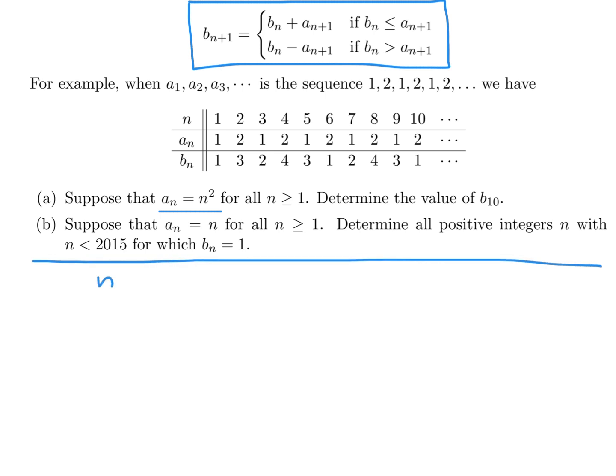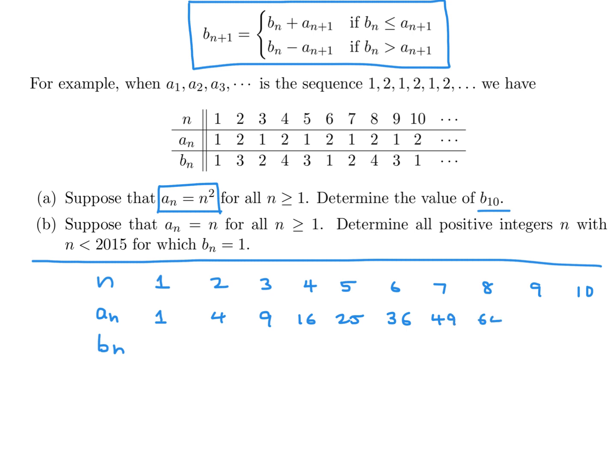So we got n, we have an, and we have bn. Now, let me just put in the values of n. We'll go up to 10 since they want b10: 4, 5, 6, 7, 8, 9, 10. And therefore an is equal to n squared. So this is 1 squared, which is 1, 2 squared, 4, 3 squared, 9, and so on: 16, 25, 36, 49, 64, 81, and 100.